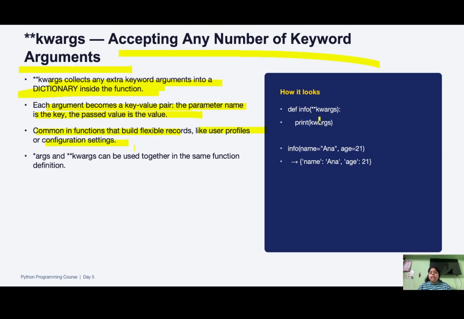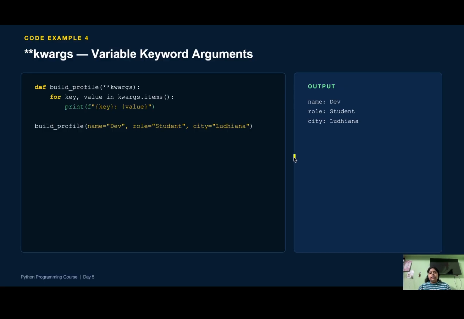Okay, let's see it in the code how it actually works. def info is the name of the function, and **kwargs, print kwargs, information: Anna, age 21. So you can put it in this form directly. Let's see the coding question for better understanding. We are creating a function build_profile, and **kwargs, where we are putting for key, value in kwargs.items().